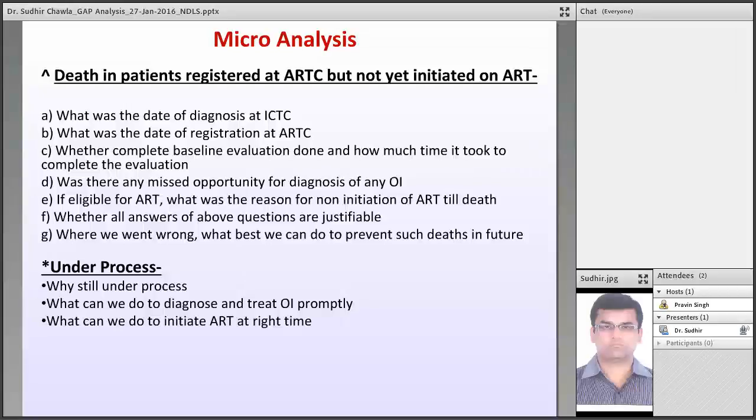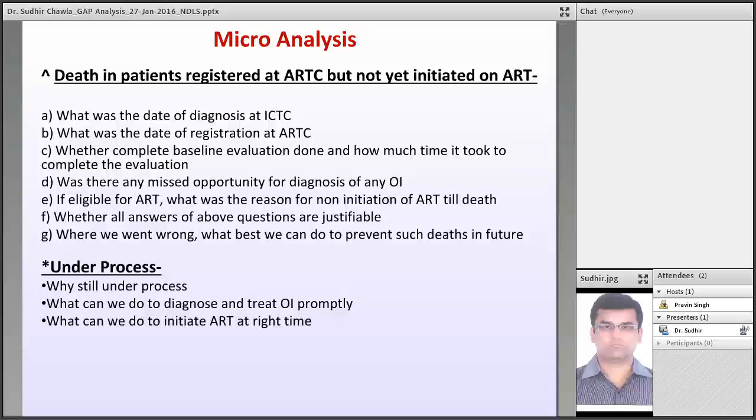Now coming to under process: when you have some patients under process, look into the white cards to see why these patients are under process, what the date of registration was, what the date of diagnosis of OI was, whether we have done all investigations, whether there is any delay in investigations, and whether we have treated OI promptly or not. If not, why was this OI not treated, why was there a delay in OI treatment, and why was ART not initiated? Whether all these under process patients are within 15 days duration, because as per our guideline, after eligibility, a patient has to be started on ART within 15 days.